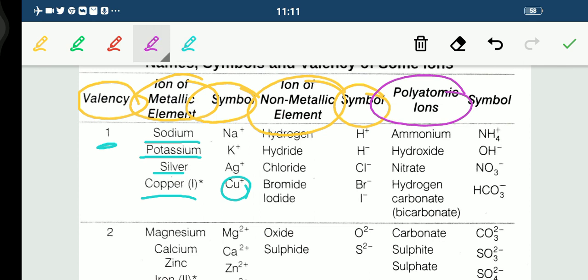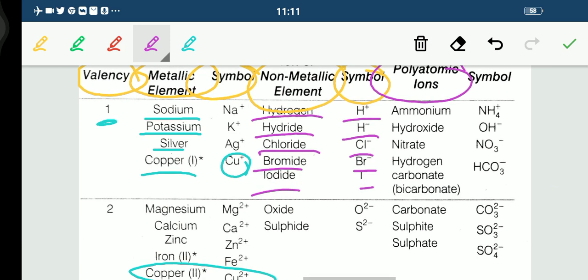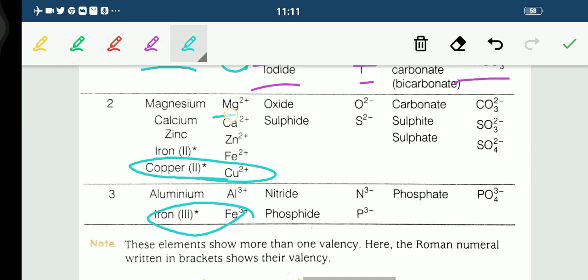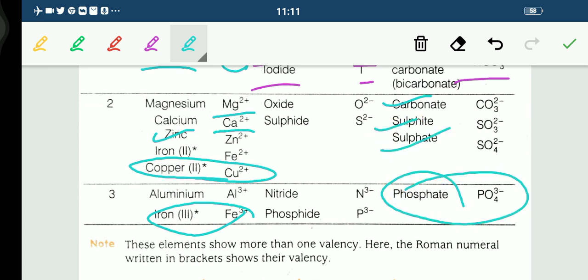or Cu positive. Similarly students, hydrogen can be H positive, hydride is H negative, chloride is Cl negative, bromide is Br negative, iodide is I negative. Similarly, ammonium is NH4 positive, hydroxide is OH negative, nitrate is NO3 negative, hydrogen carbonate is HCO3 negative. Similarly, you can easily do all these as well, children. Magnesium is Mg2 positive, calcium is Ca2 positive. Similarly, zinc, carbonate, sulfide, sulfate. Remember these formulas. And we have phosphate, PO4 3 negative.